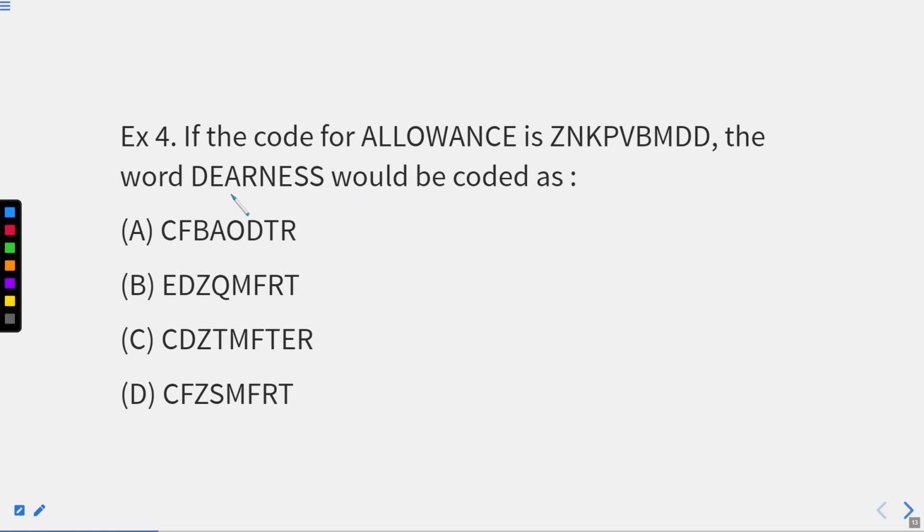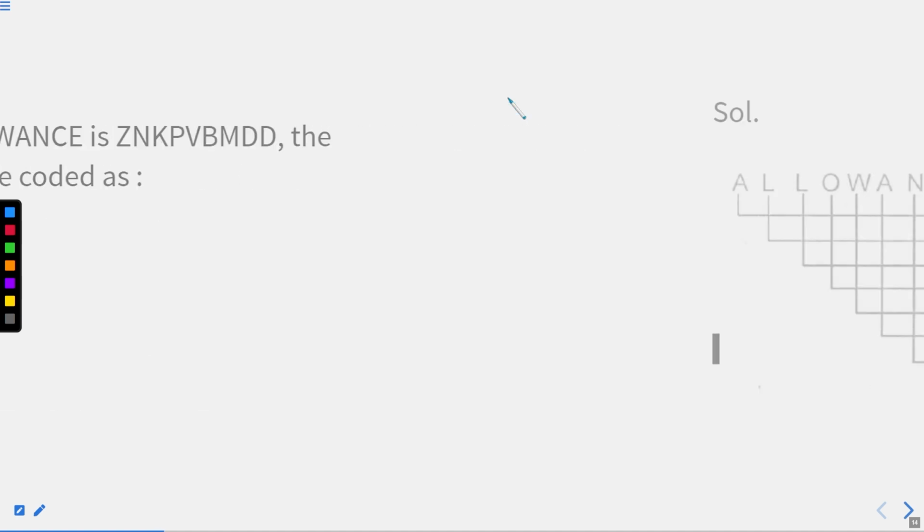For the word dearness, again, you have to find the relation of A with Z. Then you have to check the relation of L with N. Then you have to check the relation of again L with K. Now you see 2L having two responses. So what exactly is happening? We'll understand with the help of a diagram.